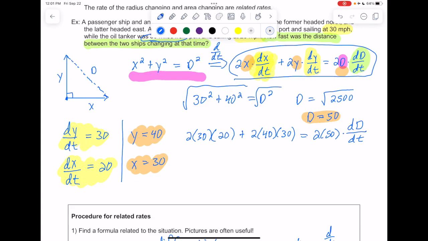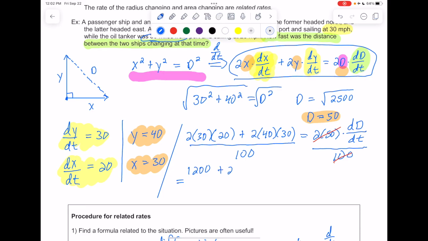So we can now divide both sides right here by 100. And if we do that, then over on the right-hand side, 2 times 50 is 100, so those cancel. And dD/dt would be by itself, so then it's just a matter of working out that numerator and seeing what we get. So the 2 times 30 times 20 is 1,200. And the 2 times 40 times 30 is 2,400. And that's all going to be divided by 100. So 1,200 plus 2,400 is 3,600, which divided by 100 is 36.